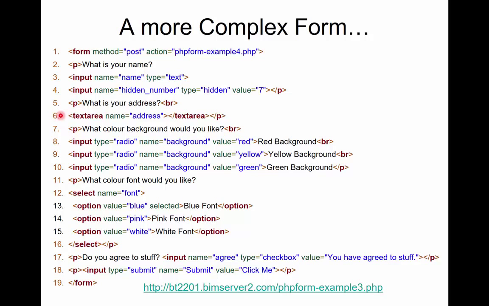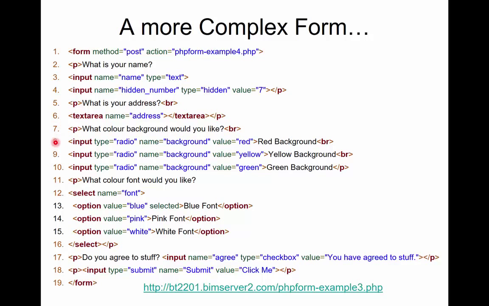Text area. That's the one where we have a bigger space, because a text box is only one line. In a text area we can have a few lines. Line 7. What do we do in line 7? Yeah, so we ask the user. What does BR do? New line.